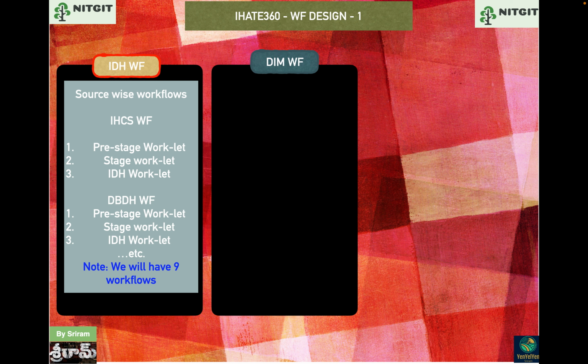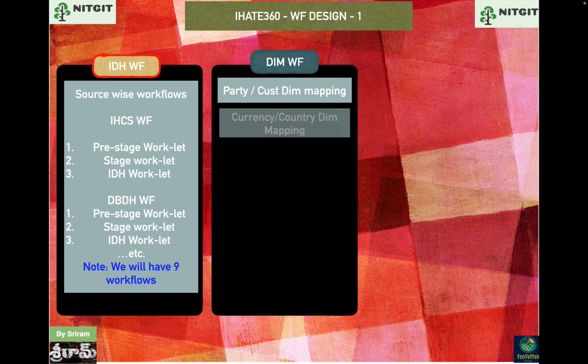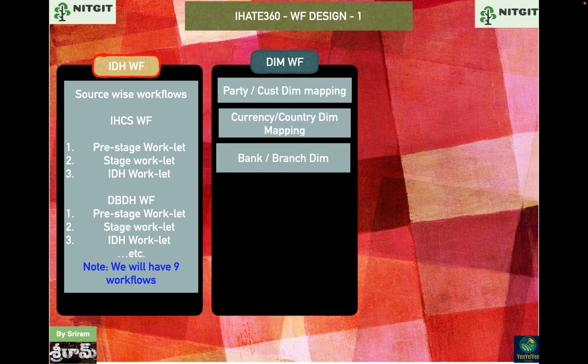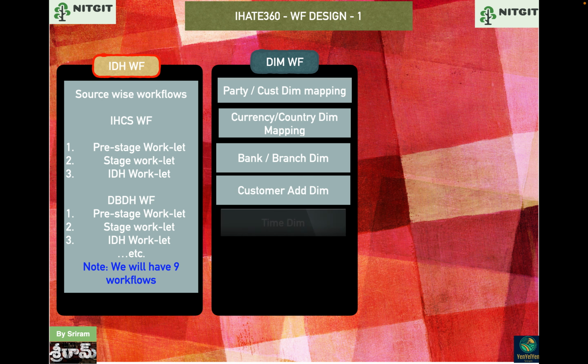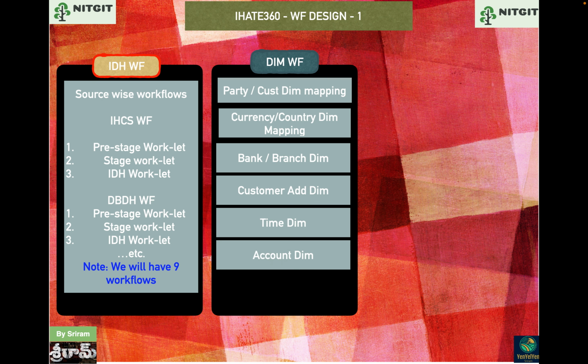Next one is dimension workflow. Dimension workflow: party and customer dimension, currency country dimension mapping, bank branch dimension, customer address dimension, time dimension, account dimension, contract or loan dimension. These many dimensions we maintain.